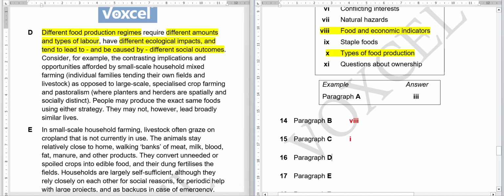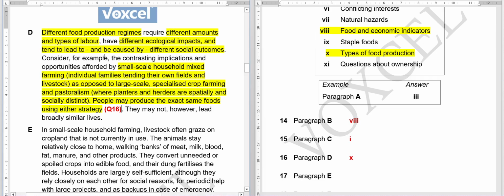Let me mark here. So the answer to this paragraph is option 10th. I hope everybody was able to arrive at the correct answer. Why is it the answer? This is the answer because of here. Here they are saying small scale household mixed farming, as opposed to the large scale, and people may produce the exact same food using either strategy. So either strategy basically refers to types, different strategies. So that's why this is going to be our answer. Let me mark this question 16. I hope it is clear.